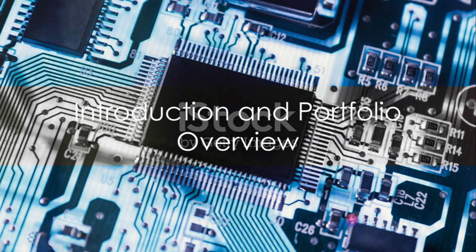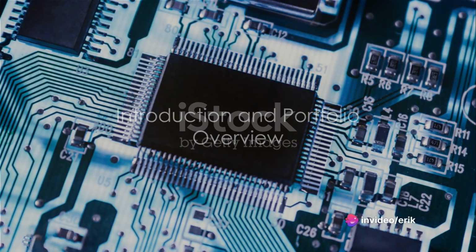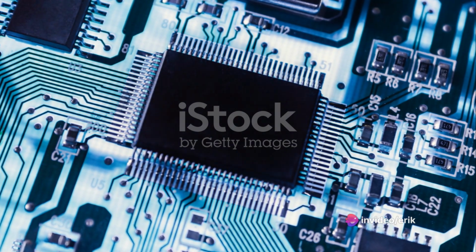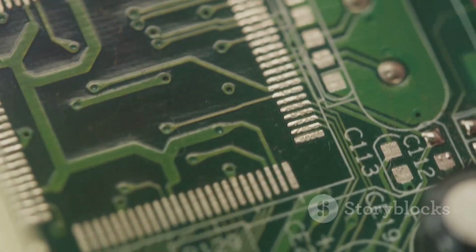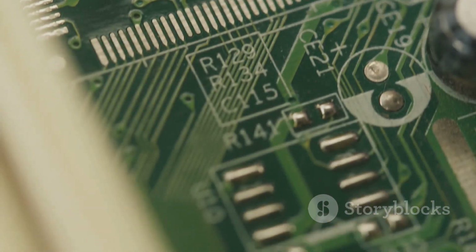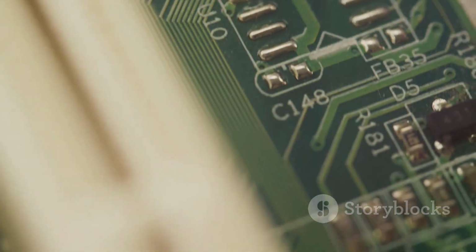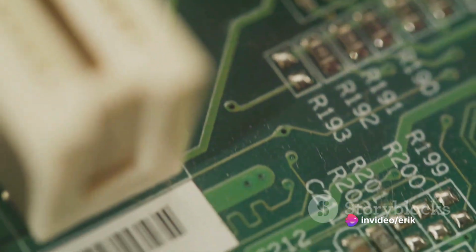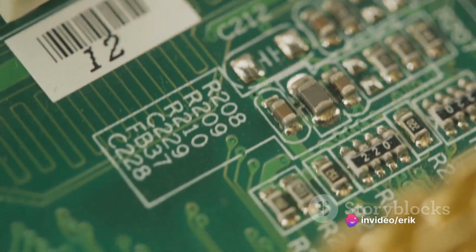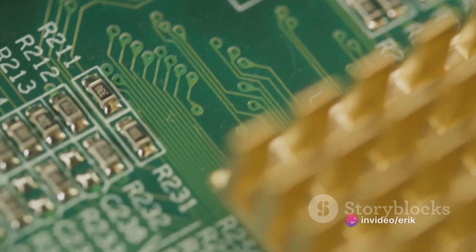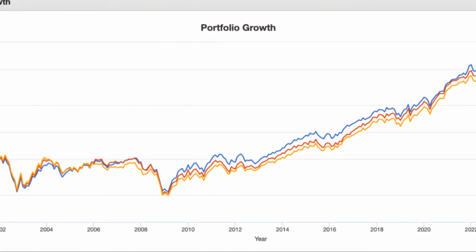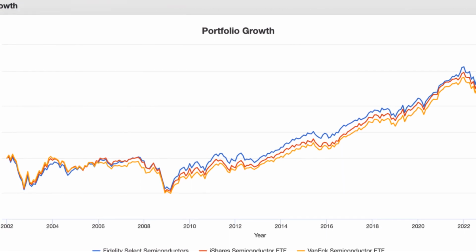Have you ever caught yourself pondering over the performance of your investment in the VanEck Semiconductor ETF, SMH, or perhaps contemplating other funds? Today, we'll begin by offering an overview of the VanEck Semiconductor ETF. Next, we'll delve into a comparison with two other major semiconductor funds, the Fidelity Select Semiconductors and the iShares Semiconductor ETF.